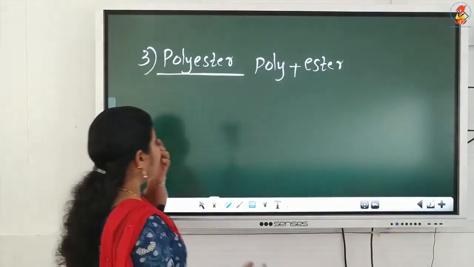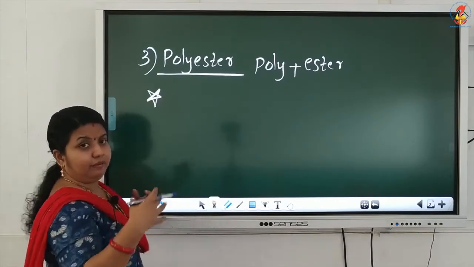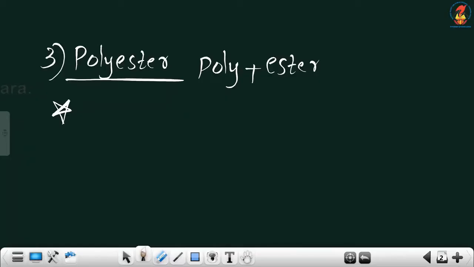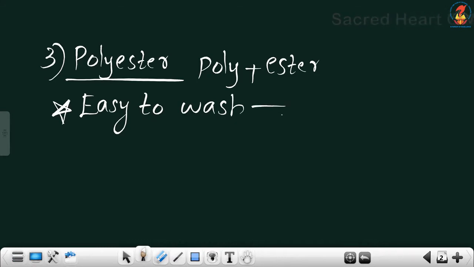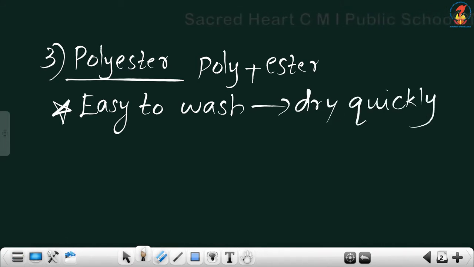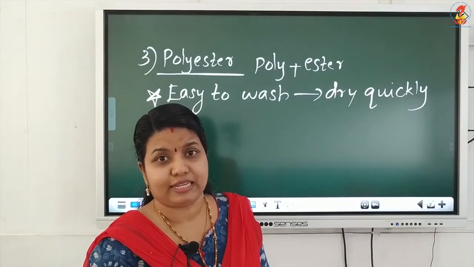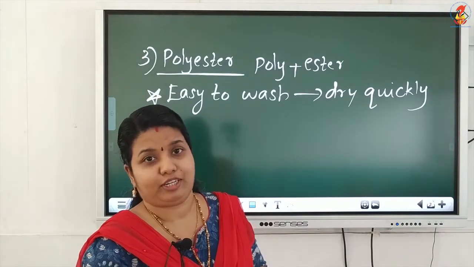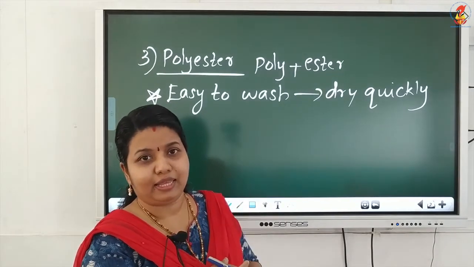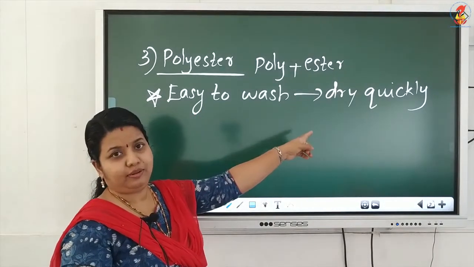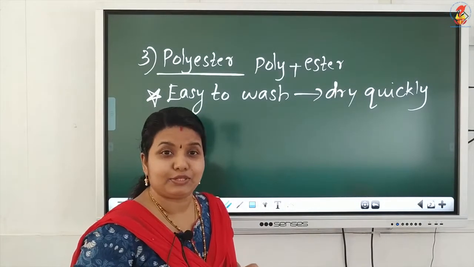Okay. Now we will see the properties of polyester. What are the properties of polyester? The fabrics made of polyester are easy to wash. They dry very quickly. They absorb only very little water. When you wash them, they absorb only very little water because in all types of synthetic fibers, the number of pores is very small. So after washing, they dry very quickly. So we write it as easy to wash. Fabrics made of polyester fibers are easy to wash.